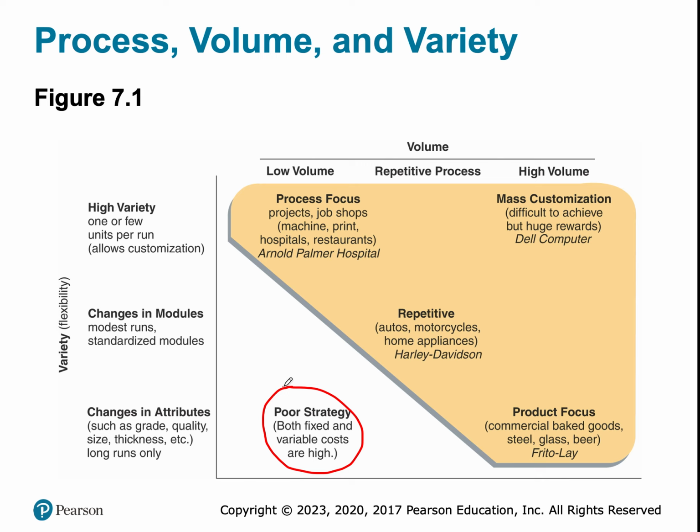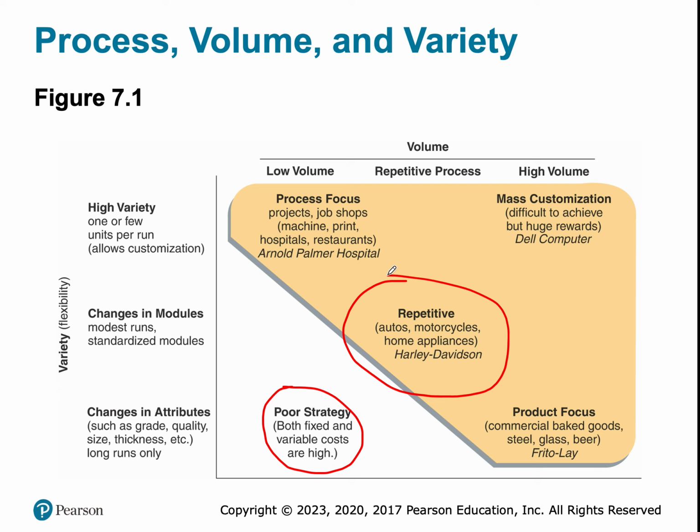Now, in the case of repetitive, you have moderate volume and moderate variety, like in the case of automobiles, motorcycles by Harley Davidson, and home appliances manufacturing. These usually fall in the repetitive process, which falls between low volume and medium volume, and medium variety.